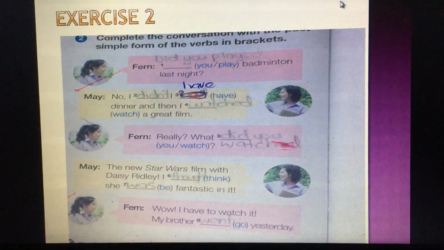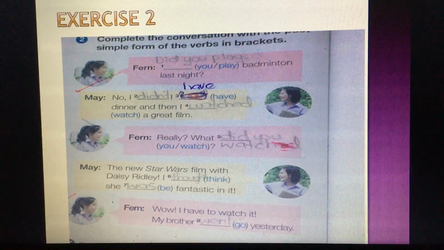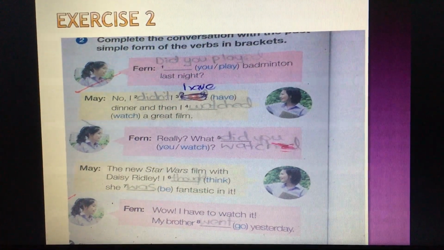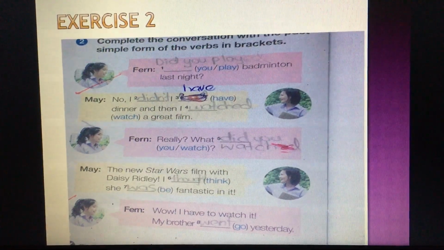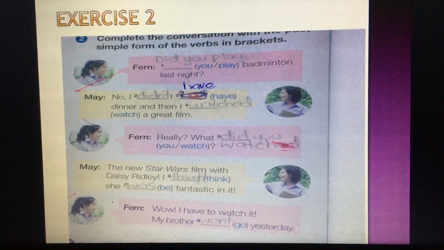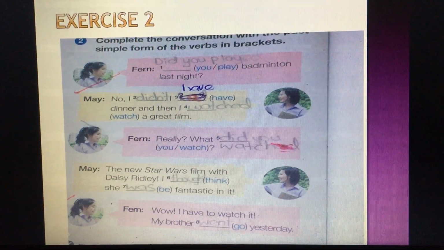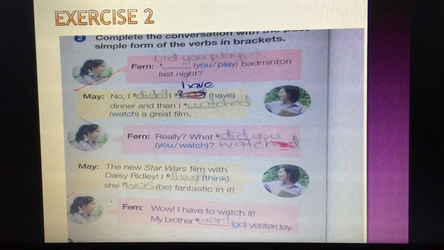Now exercise 2 is complete the conversation with the past simple form of the verbs in brackets. So here I'll just revise the rule. Number 1 rule is that when there are positive sentences, you will use the second form of the verb. When there are negative sentences or interrogative sentences, then you will use did or did not, and you will use the first form of the verb accordingly.